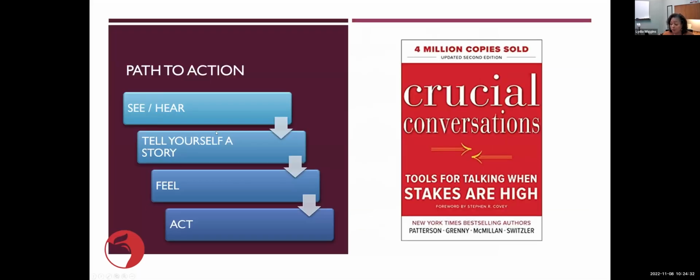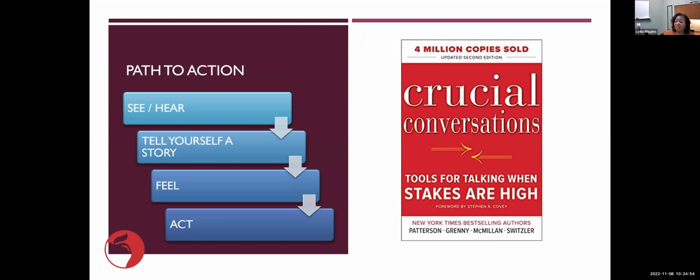So I want to talk to you all about a thing called crucial conversation. How many of you are familiar with crucial conversation? You can give me a head nod, a hand wave, a thumbs up in your reactions. But in Crucial Conversations, there is a part in the book that talks about the path to action. What we want to be aware of is how we show up.